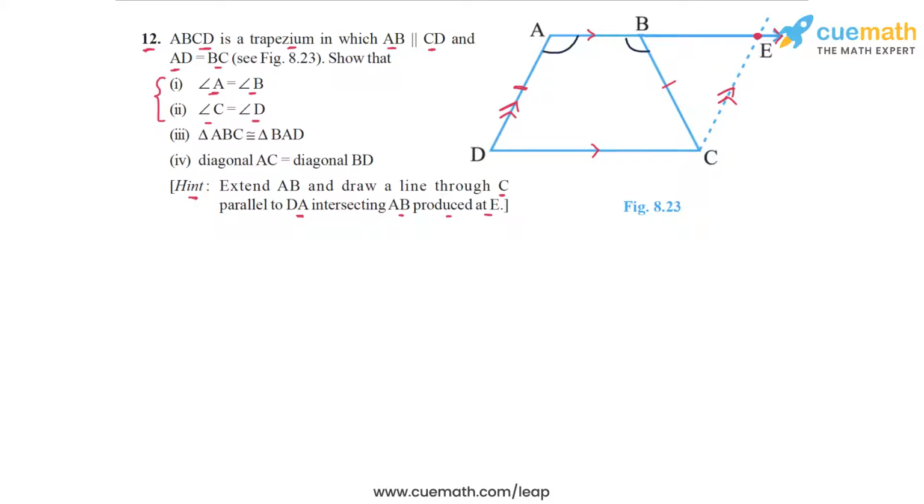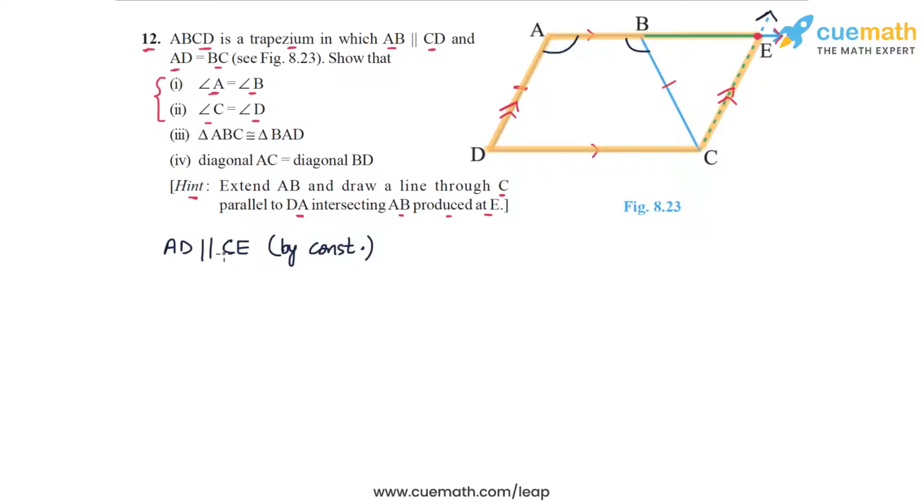Now to do that, I want you to focus on and think about the quadrilateral ADCE. What can you say about this quadrilateral? What is special about it? Well, in this quadrilateral, both pairs of opposite sides are parallel. Why? Because AD is parallel to CE by construction. We constructed CE to be parallel to DA.